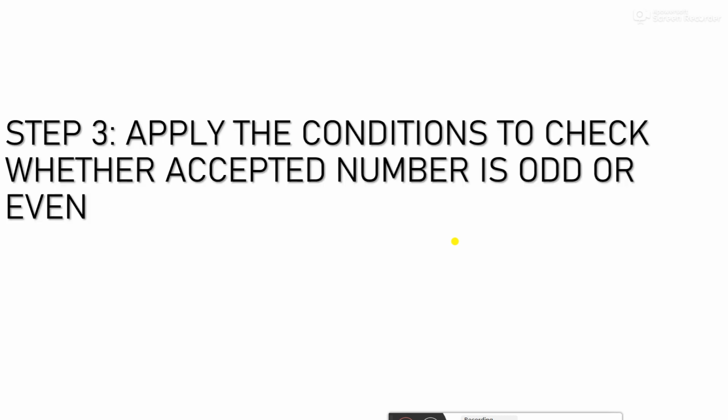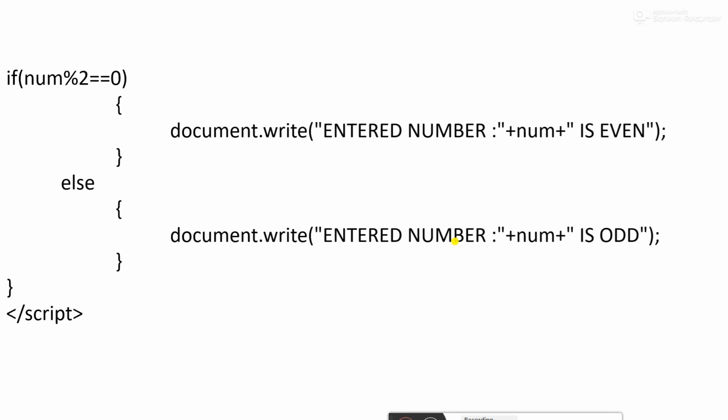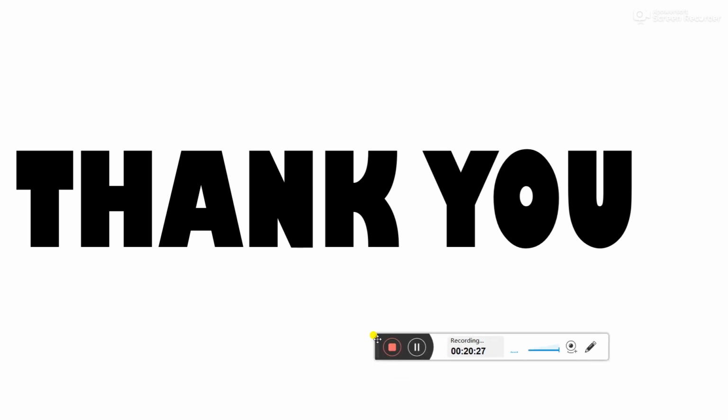Then the third step is to check the condition whether it is odd or even. So to check the condition, we require a conditional statement. We are going to use the if conditional statement. If the condition is equal to 0 or not, if it is true, it will execute "entered number is even". If it is false, it will execute "entered number is odd". Got it? Now today we are going to stop here only.